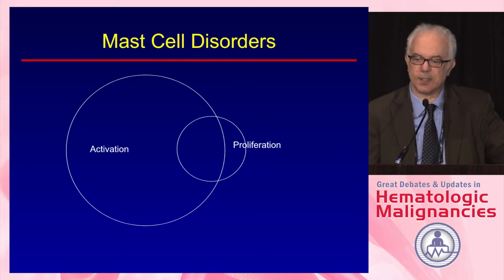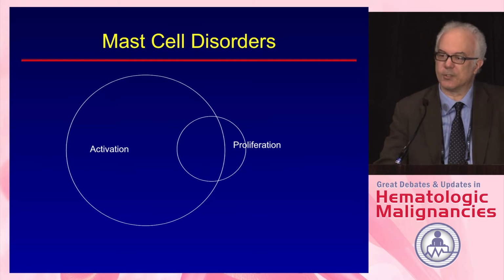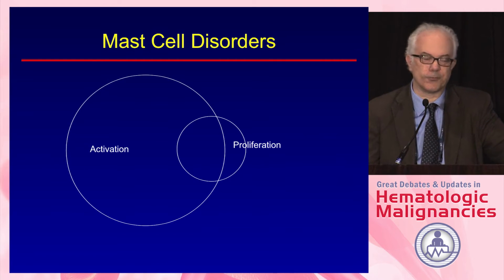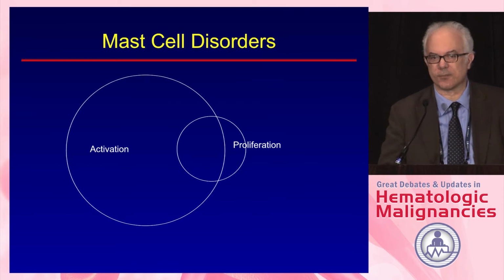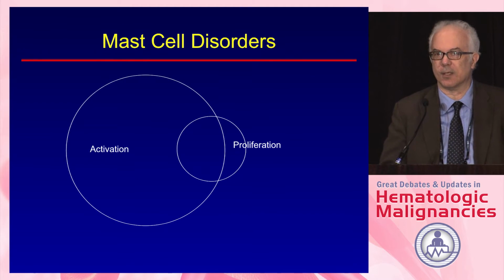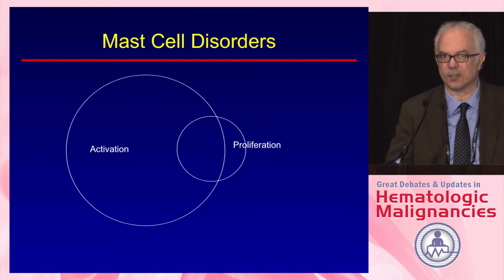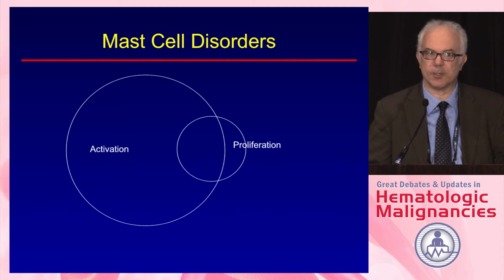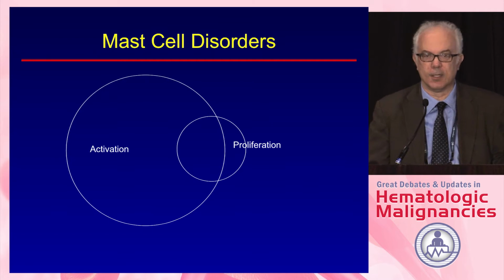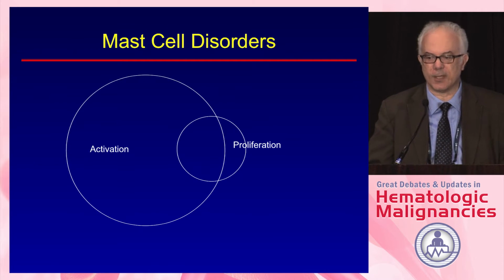So when we look at the general group of mast cell disorders, the disorders of mast cell activation far outnumber the disorders of mast cell proliferation, and mastocytosis would be an example of a mast cell proliferation disorder in which the mast cells are produced abnormally from a hematopoietic progenitor carrying a KIT mutation in a clonal way.